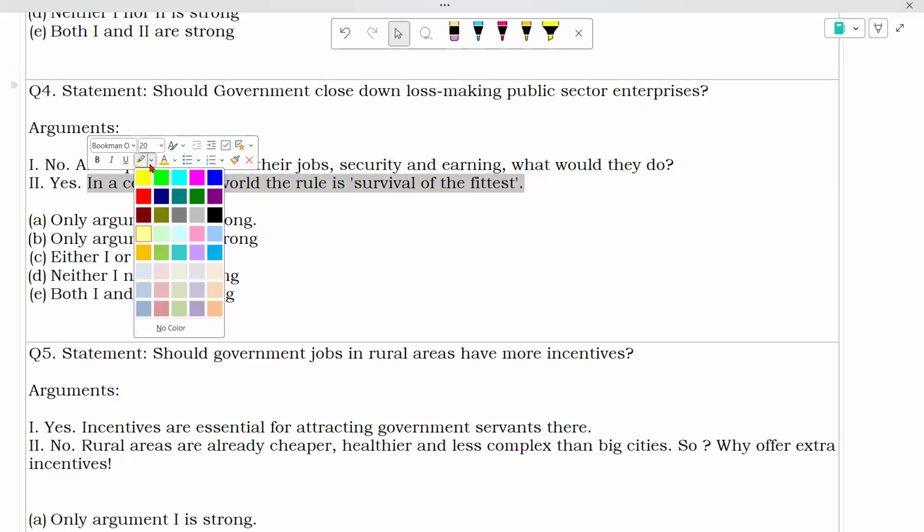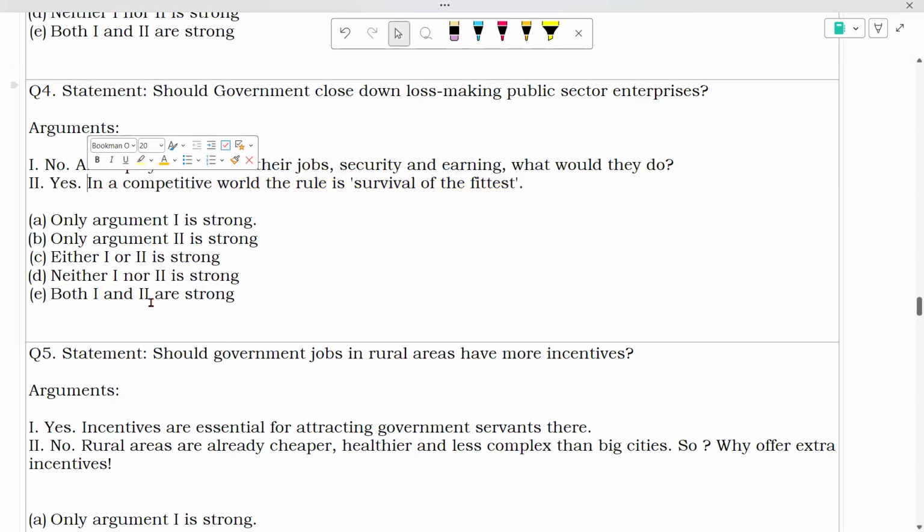मैं बोलूंगा, yes, the public sector, PSU should be banned or should be done away with. And my logic will be sun rises in the east. Okay, that doesn't mean ये उस तरह का है. In a competitive world, the rule is survival of the fittest. Who is saying this rule is invalid? Everybody agrees with that. But the thing is, you should not close PSU for that. So only argument 1 will be strong. Okay, just wait a minute.